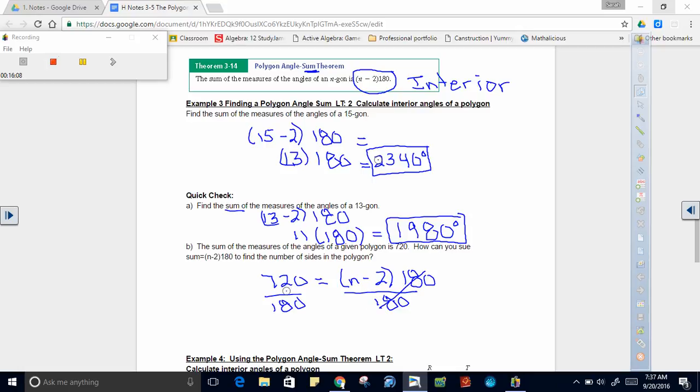720 divided by 180 will get you 4. And then I would add 2 to both sides. So 6 is n. A polygon is a 6-sided, it's a hexagon if it has 720 degrees inside.